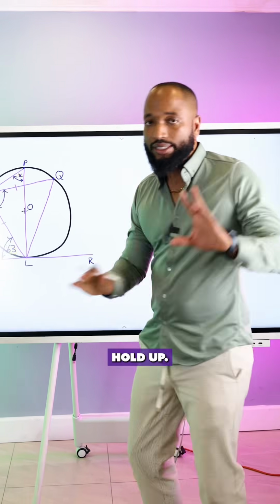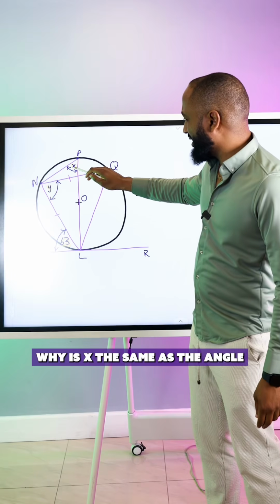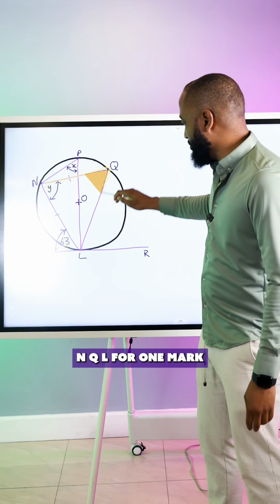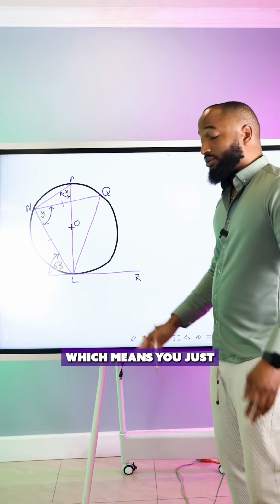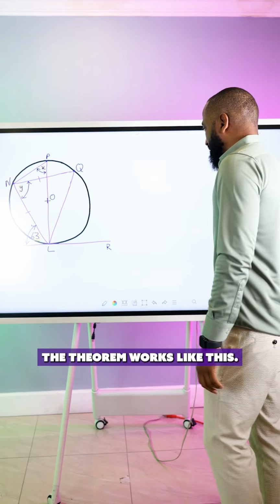Hold up. Before we do that, the first part of the question asked us, why is x the same as angle NQL for 1 mark? Which means you just basically need to state that theorem, and you all should know that theorem. The theorem works like this.